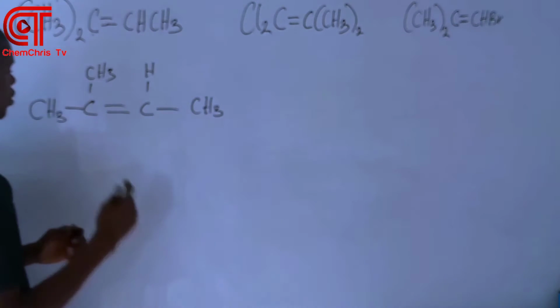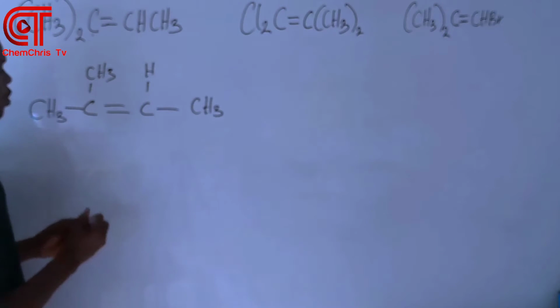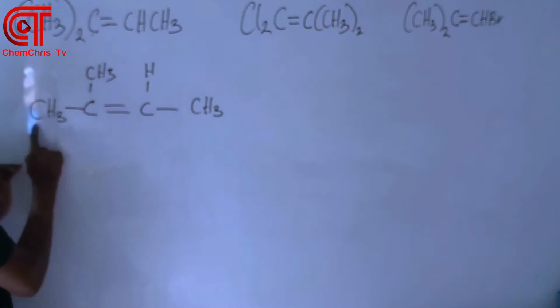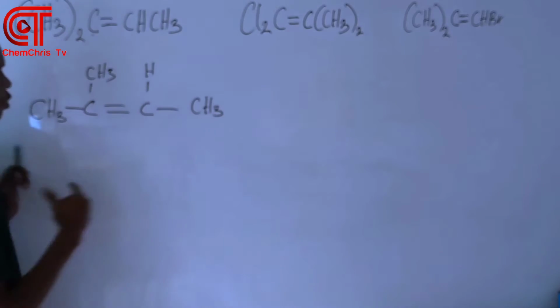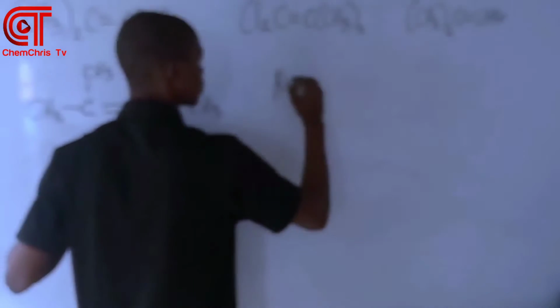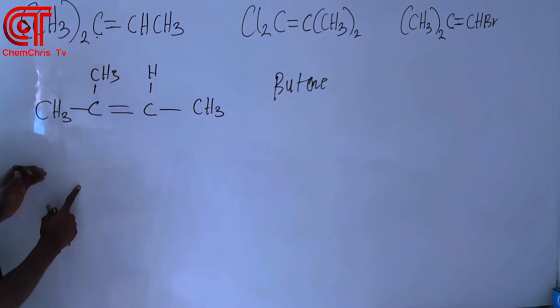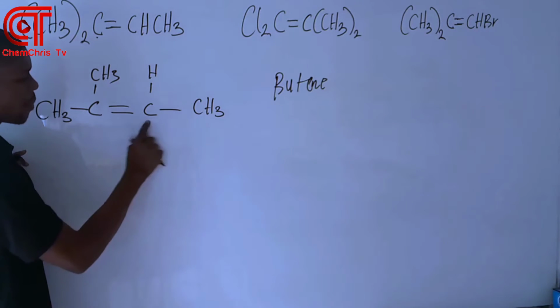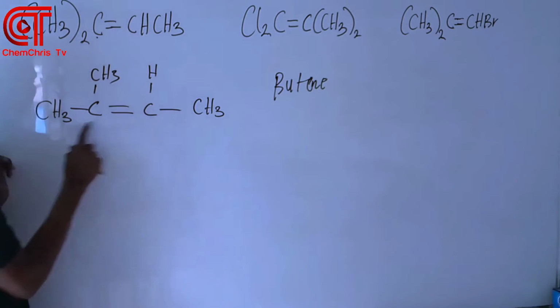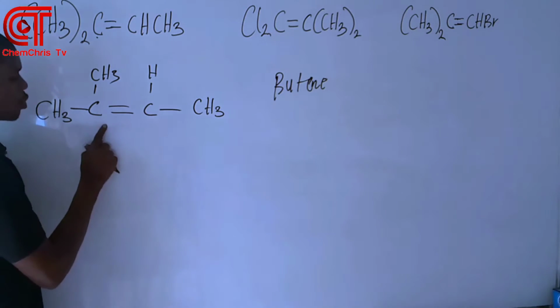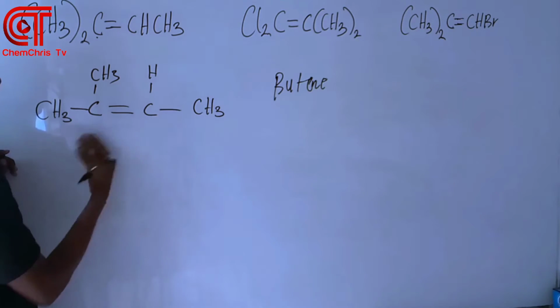Now the next thing you want to do is take the longest continuous carbon chain containing the double bond. So here we have 1, 2, 3, 4. It's 4, so it is butene. But we are going to start our numbering from... Now, if I start my numbering from here, 1, 2, coming back, this carries the double bond. If I start from here, 1, 2, coming back, this also carries the double bond. So numbering from both sides gave 2.